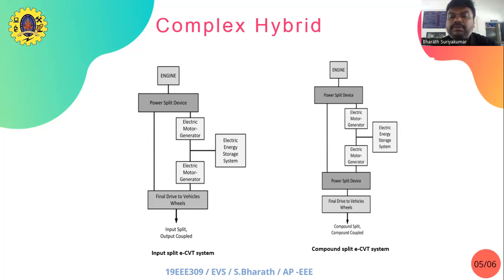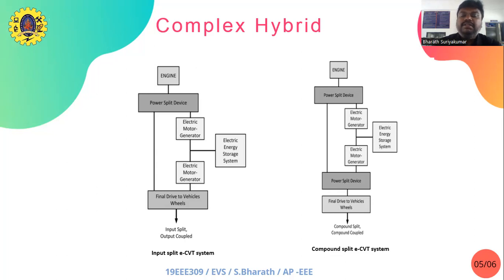And second one is a compound split ECVT system, which has an engine. Both are mostly similar. This is an input type, and this is the compound of both. You have a power split device in front of the final drive to the vehicle's wheels, which can control the speed or control any other architecture of the total drive system. So this is a complex hybrid system.